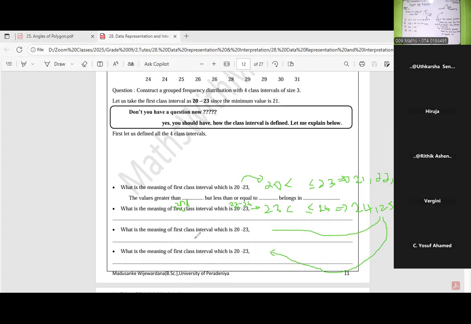You can write the rest of this here and for this one as well. This is the third class interval and this is the fourth class interval. Rename these as well. You have to repeat this sentence over and over again and fill in the blanks. So it is up to you. I hope you can understand.